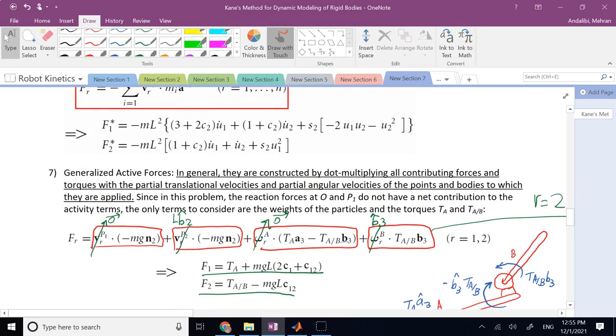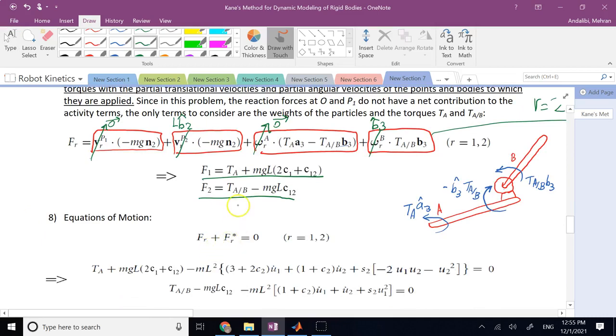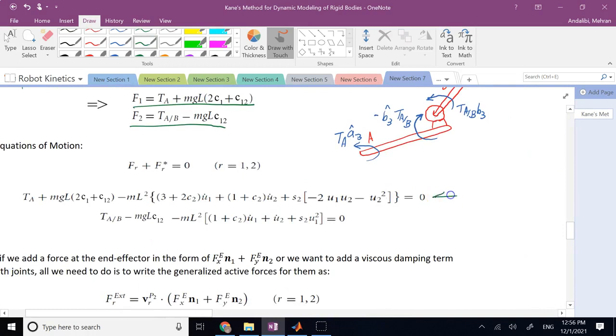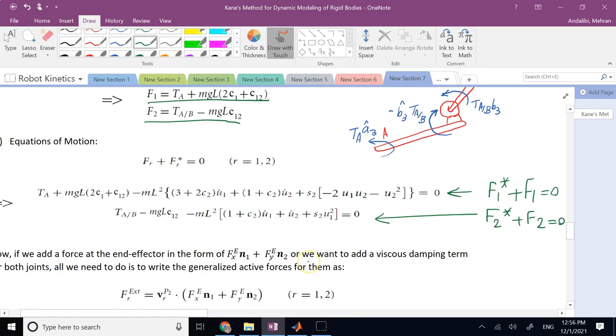And now since you have F1, F2, and F1 star and F2 star for each R, you add them together. So first you get F1 plus F1 star equals 0. That gives you this equation. Then you say F2 plus F2 star equals 0. That gets you the second equation, correct? So these are your two equations of motion derived by the Kane method. And that's it.